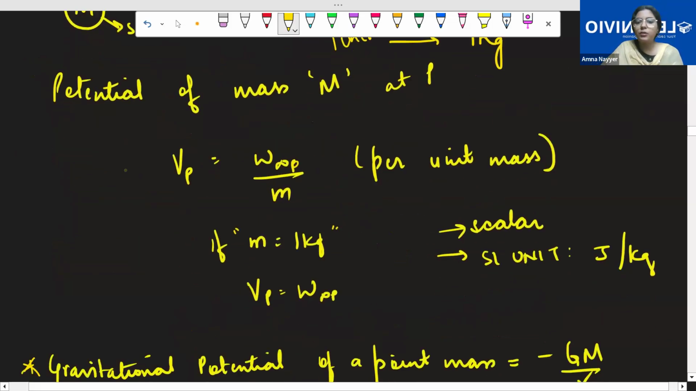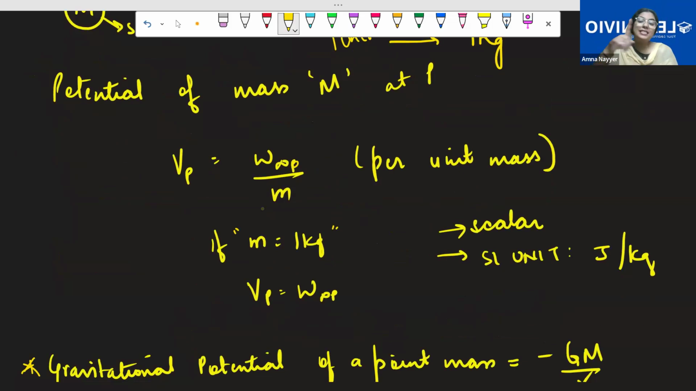When you talk about the potential, it's work done per unit mass. And if you make the mass 1 kg, potential becomes exactly equal to the work done. This means the work done in bringing the mass from infinity to the point P. This is what is being written because it is per unit mass. It is a scalar quantity, and the SI unit is joules per kilogram.